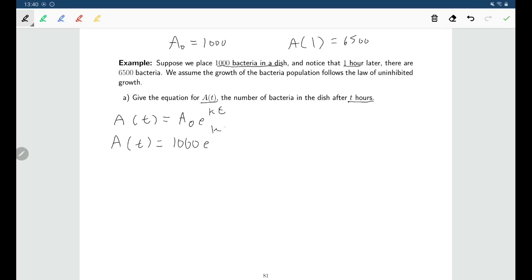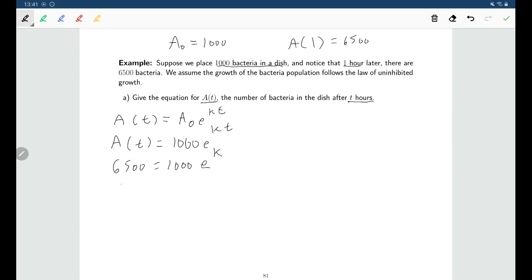But I still have a growth constant k that I need to find, and that's where I'm going to use my second fact, that 6,500 bacteria will be in the dish when time is 1. So we'll have 6,500 bacteria when t is equal to 1. So we'll have 1,000 times e to the power of k times 1, or just e to the power of k.